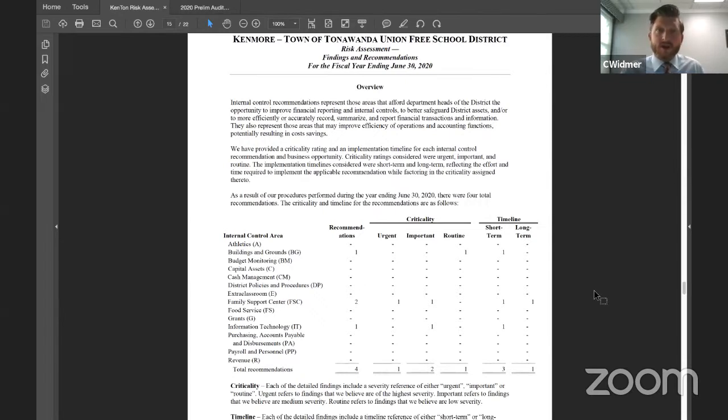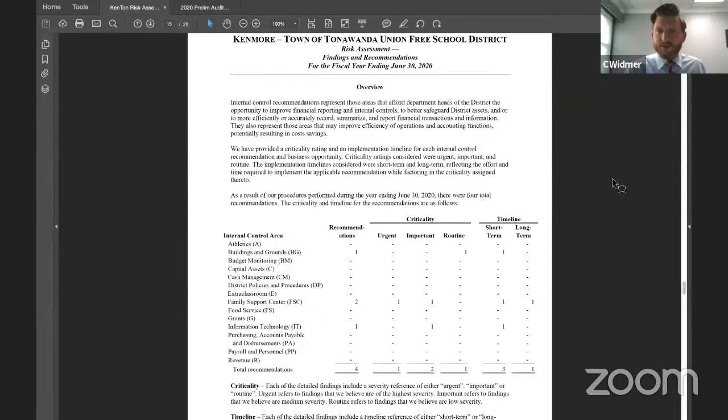As a result of the risk assessment, that early procedure where we do a review over all 14 cycles, the IT cycle was the only one that resulted in a recommendation. The other two areas that had recommendations this year were those two cycles that were detail tested, buildings and grounds and the Family Support Center.